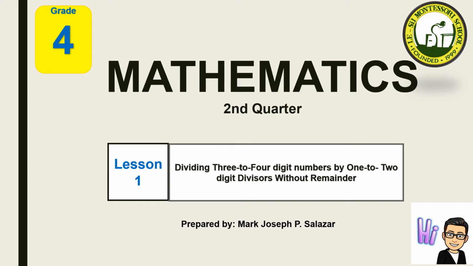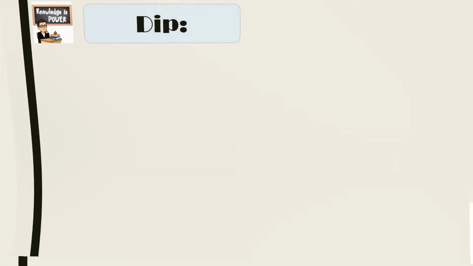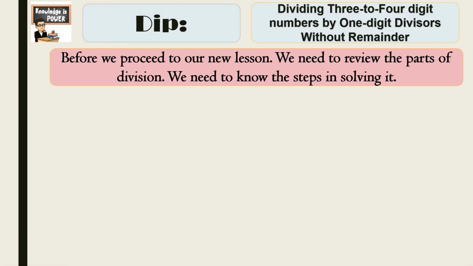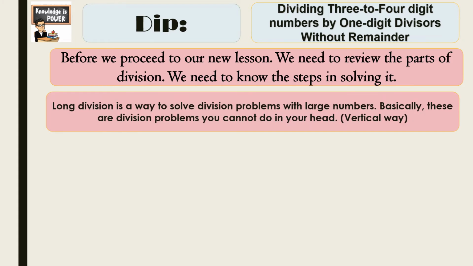Our lesson for today is all about dividing 3 to 4 digit numbers by 1 to 2 digit divisors without remainder. So for this, before we proceed to our new lesson, we need to review the parts of division. We need to know the steps in solving it.